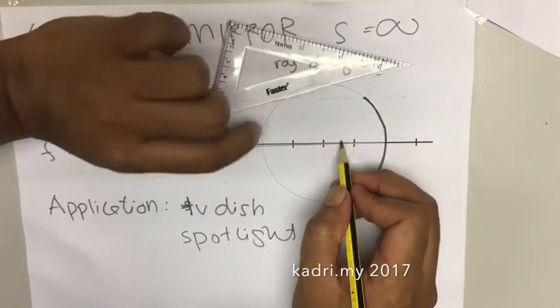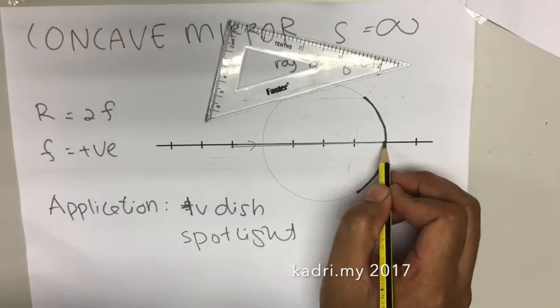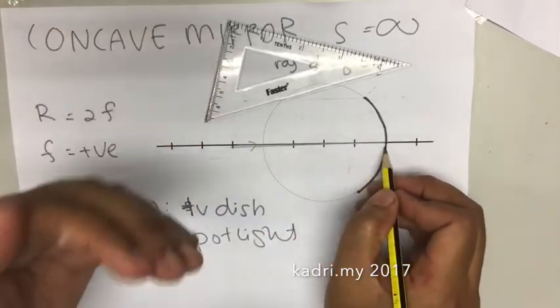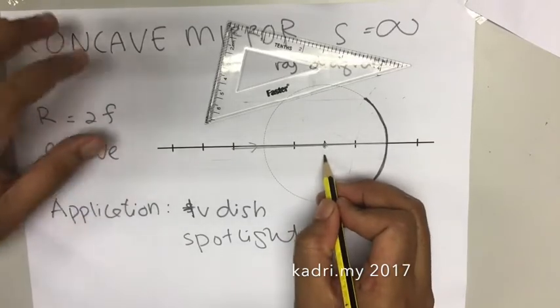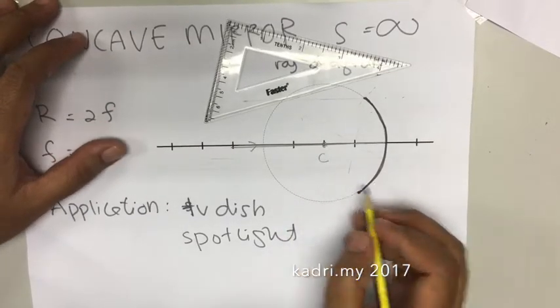Of course, when it hits the mirror, it will be reflected. But in which direction will it be reflected? So this is the C, what we call the center of curvature.